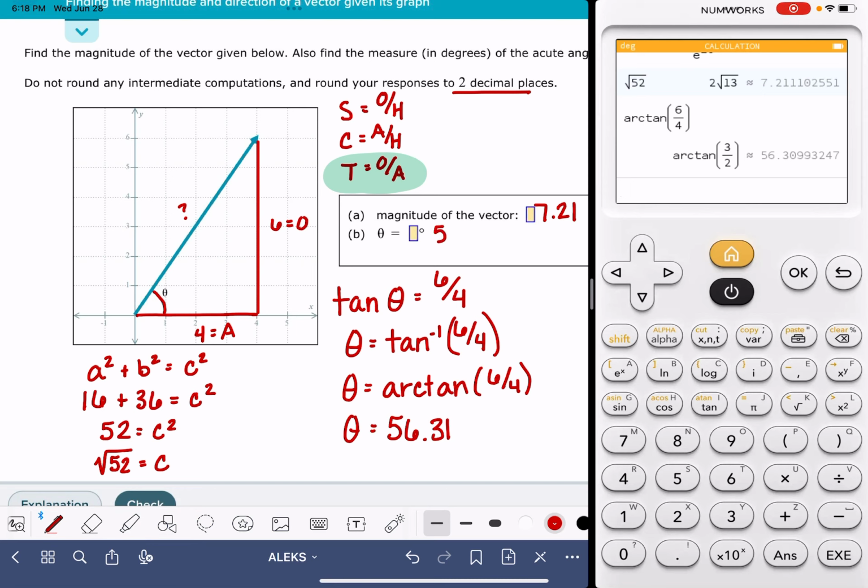56.31 degrees. I also always want to remind you, whenever you're doing angle calculations in your calculator, make sure that your calculator is in degrees. If that's the unit of measurement for the angle, make sure it's in degrees and not in radians.